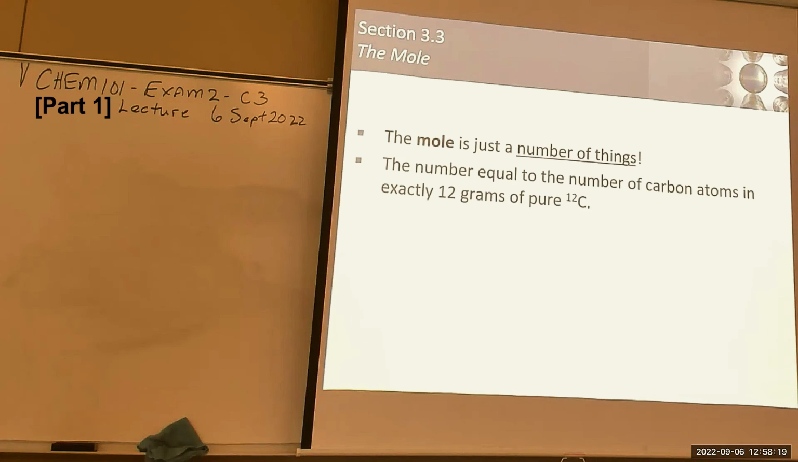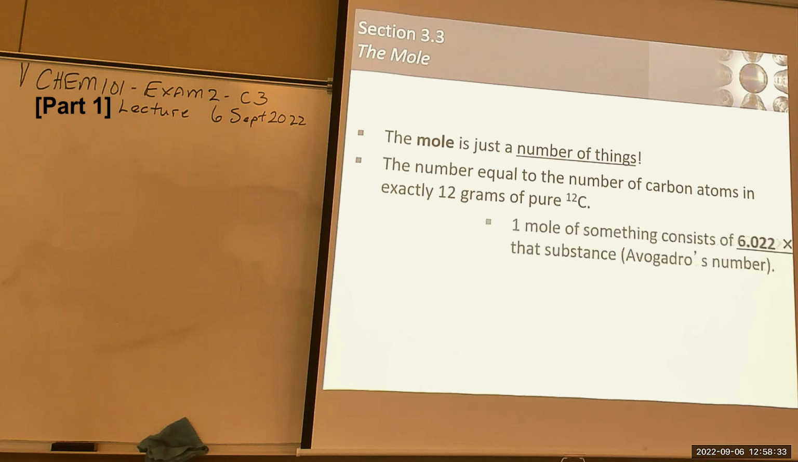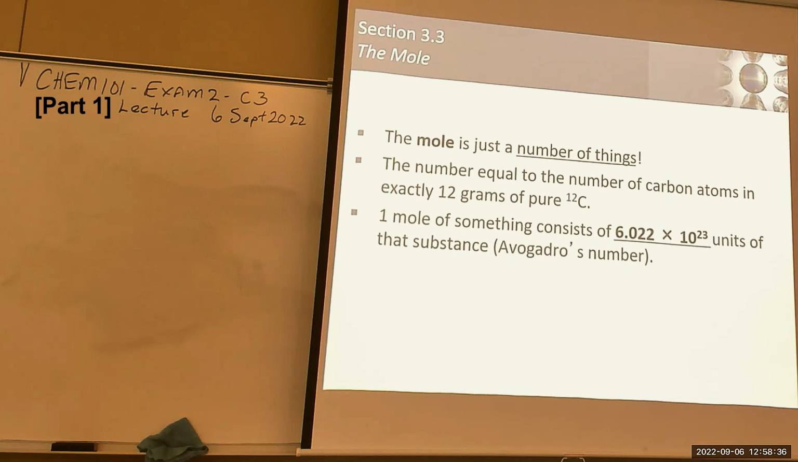Well, the mole is equivalent to the number of carbon atoms in exactly 12 grams of pure carbon-12 isotope. Okay? Now, how many is that? Well, it turns out, for our purposes, 6.022 times 10 to the 23rd. It's a huge number. It takes a lot of carbon atoms to equal 12 grams. And that's in honor of Avogadro. He didn't invent the number, but because of the methodology used to determine it, we call it Avogadro's number.